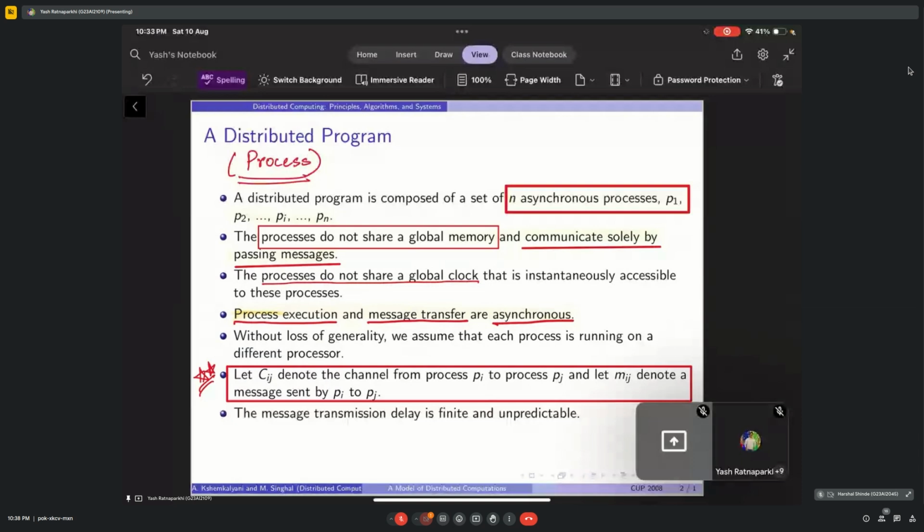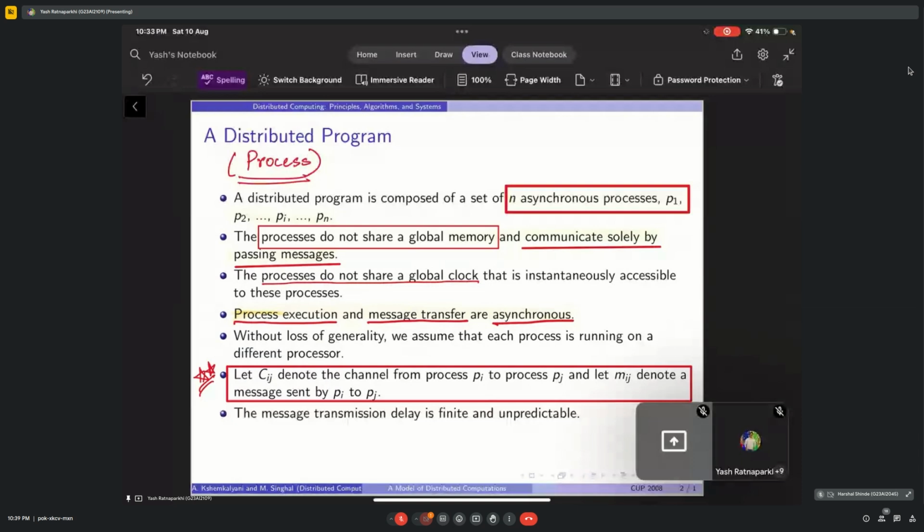So what I'm trying to say is that the execution of P1 and the message transfer between P1 and P2, for example this message transfer from P1 to P2, are asynchronous in nature. It does not mean that only when process 1 completes will the message be passed. They can happen in their own time frame. Understood this point?